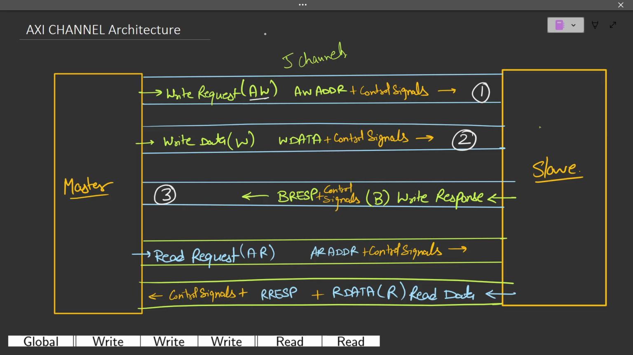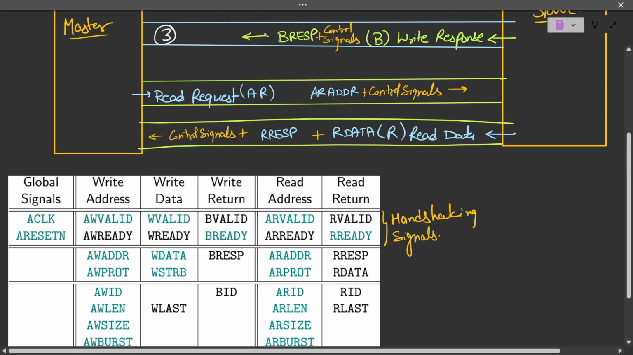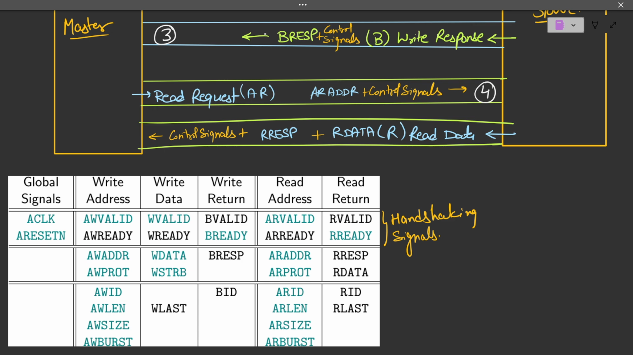Then we have channel number 3, that is the response channel. This response channel sends you the response that your write has been done successfully or not. It also contains some control signals. Next we have channel number 4, that is our read request channel. This read request channel carries the address from where you want to perform a read. Channel number 5 will give you the response plus the data which you have requested, the data which you wanted to read.